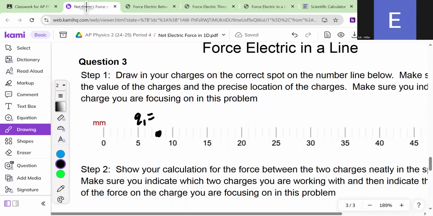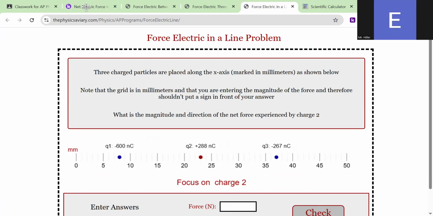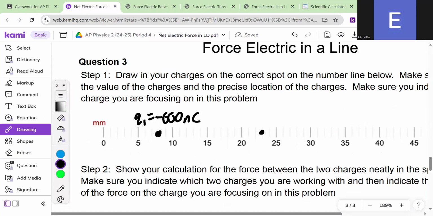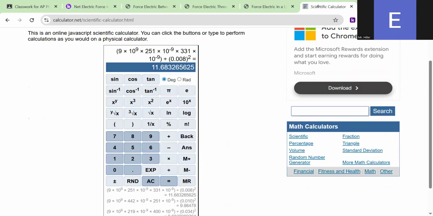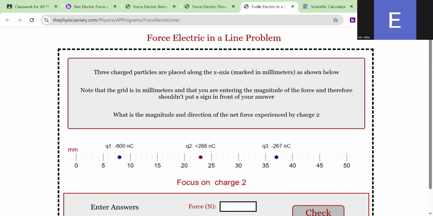There's Q1. That's negative 600. Q2 is 23. That's 288. And Q3 is at 37, and that's negative 267.